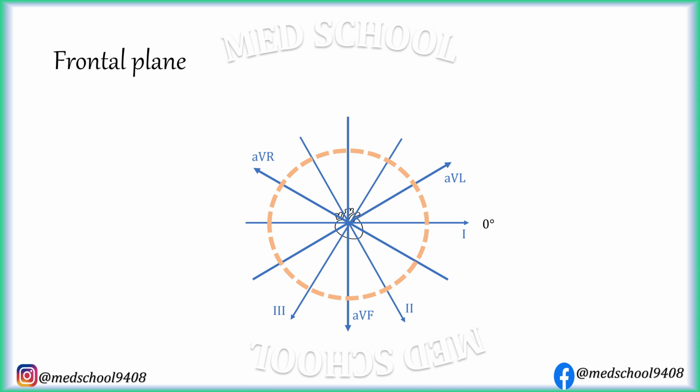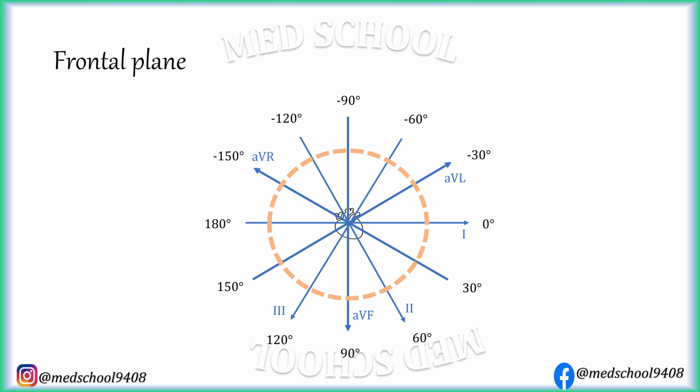In lower half of the circle, below lead 1 axis, they are numbered positively like 30 degrees, 60 degrees, 90 degrees, 120 degrees, 150 degrees and 180 degrees. In upper half of the circle above lead 1 axis, they are numbered negatively like minus 30 degrees, minus 60 degrees, minus 90 degrees, minus 120 degrees, minus 150 degrees.